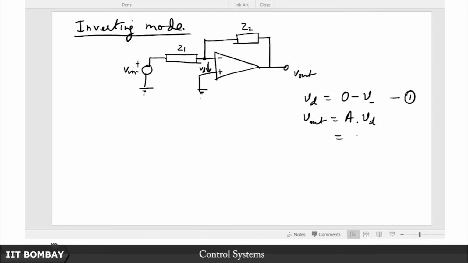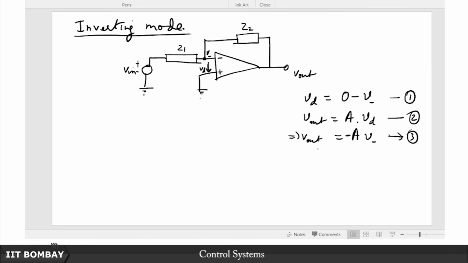So this is going to be nothing but applying equation 1 here, this is my equation 2. So in other words, V out, now applying equations 1 and 2, I have this as minus A V minus. So it then turns out that if I can just evaluate the node voltage, this V minus, then I shall be able to get this relation.